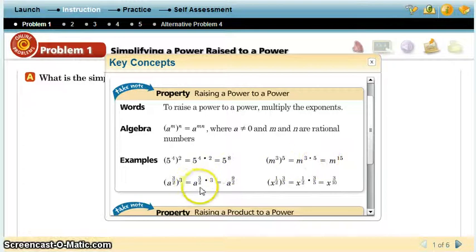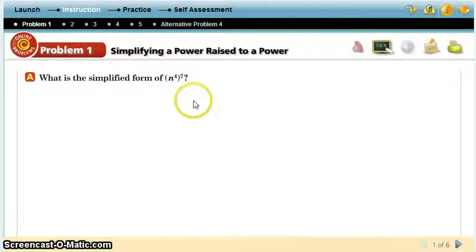You can look at the other two examples. They're just in fraction form. Notice that once you multiply, you just simplify your fractions as far as they will go, but leave them as a fraction. Now notice in every single one of these, we only have a single variable or a single number inside the parenthesis with the power. When we get into having multiple things inside the parenthesis, that's when the property will change. But for now, we have one variable or number.